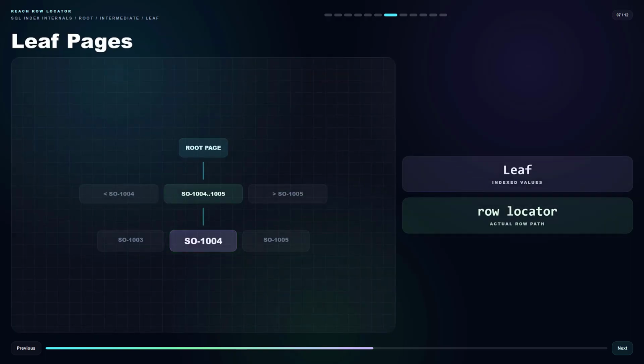Finally, we reach the leaf pages. Leaf pages contain indexed values and pointers to actual data rows. For clustered indexes, the leaf level actually contains the data rows themselves. For non-clustered indexes, the leaf pages contain row locators or clustered key references. So once SQL Server reaches the correct leaf page, it can directly access the required row.